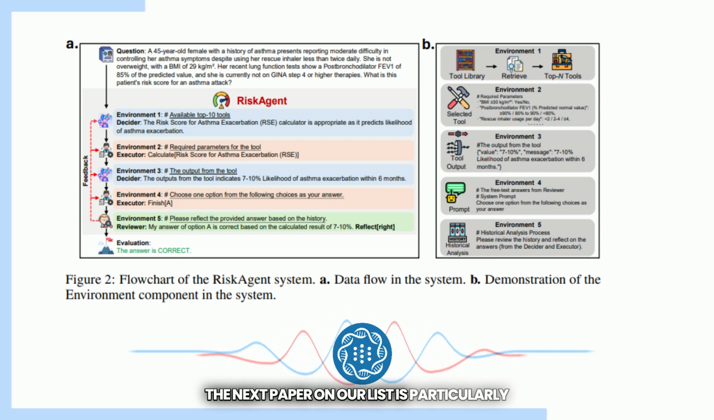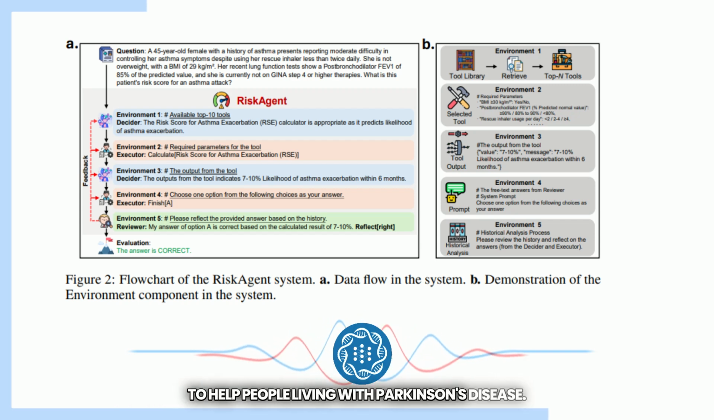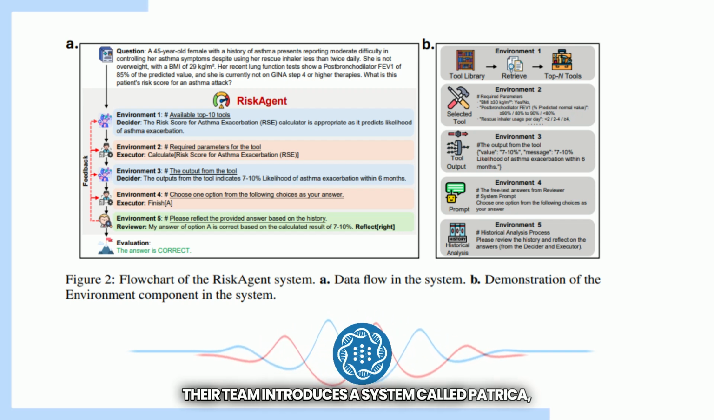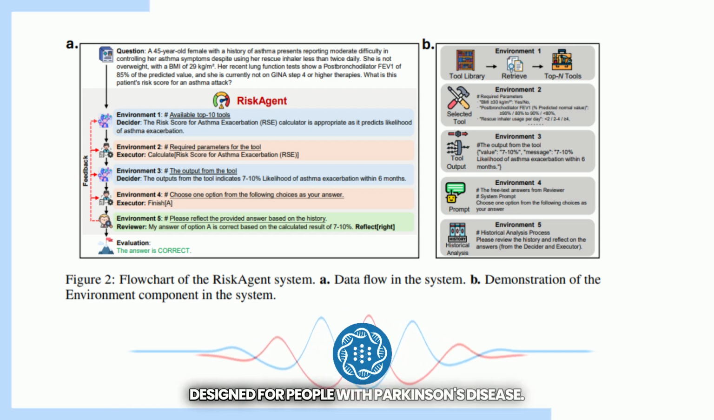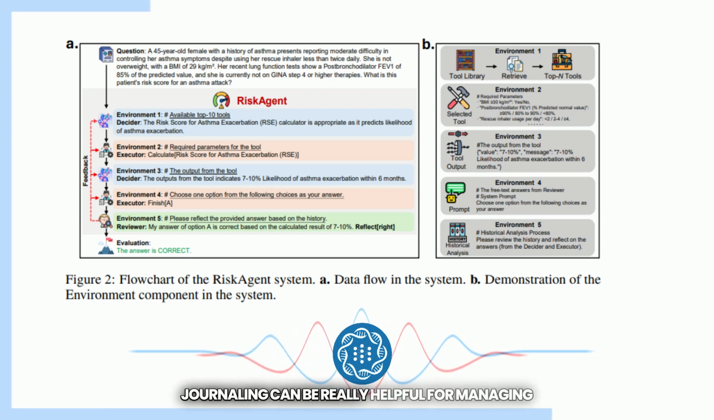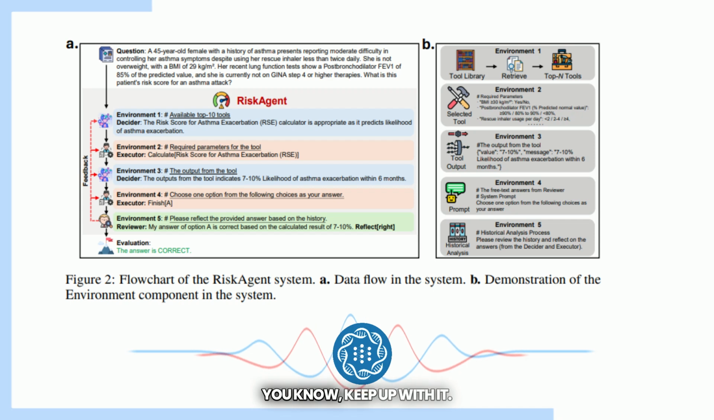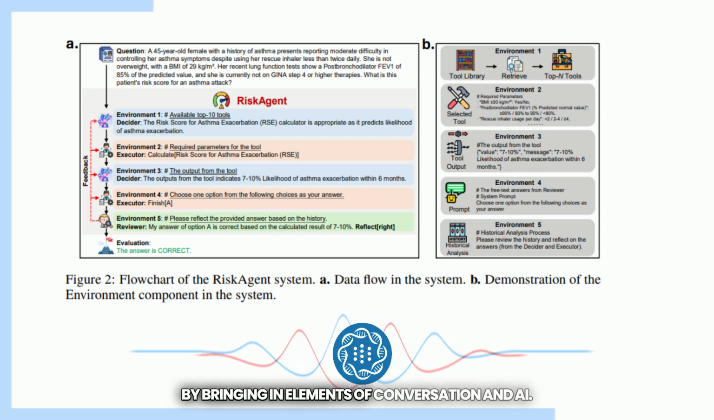Okay, let's shift gears a bit. The next paper on our list is particularly heartwarming because it focuses on using conversational AI to help people living with Parkinson's disease. This research, led by Mashro Rashik and their team, introduces a system called Patrika, an AI-powered conversational journaling system specifically designed for people with Parkinson's disease. Journaling can be really helpful for managing chronic conditions, but it can be tough to stay motivated and consistent, to keep up with it. Patrika aims to make journaling more engaging and effective by bringing in elements of conversation and AI.